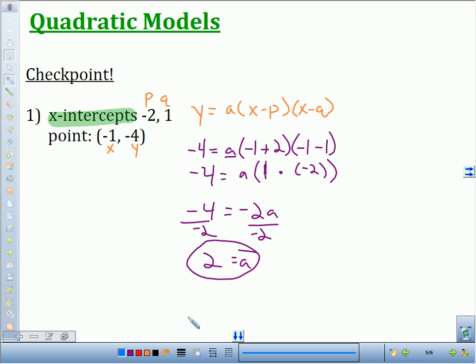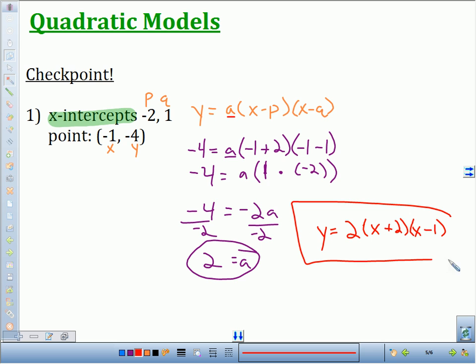So if a equals 2, then the equation we're looking for is y equals 2, because of a, times (x plus 2), because we changed the sign of p, times (x minus 1), because we changed the sign of q. And that is our equation.